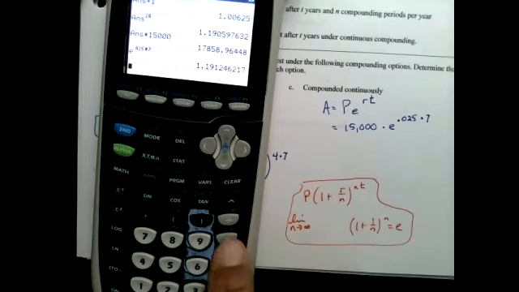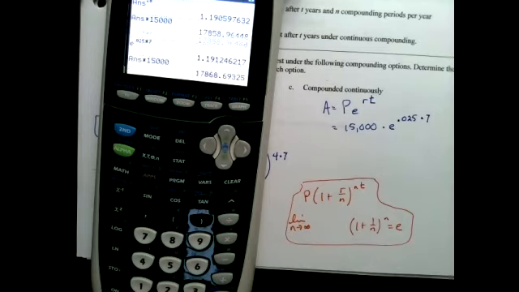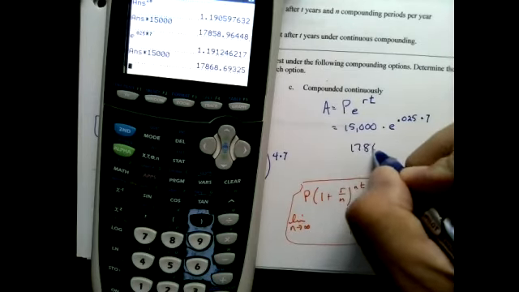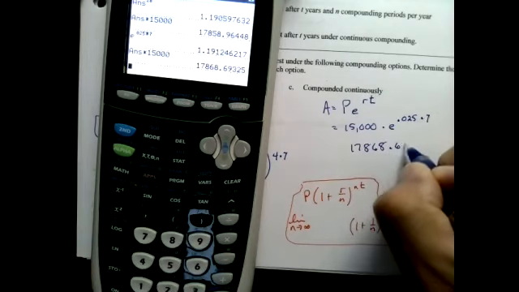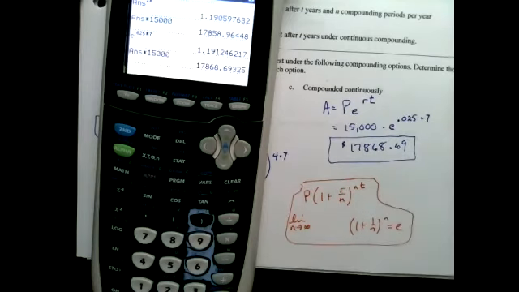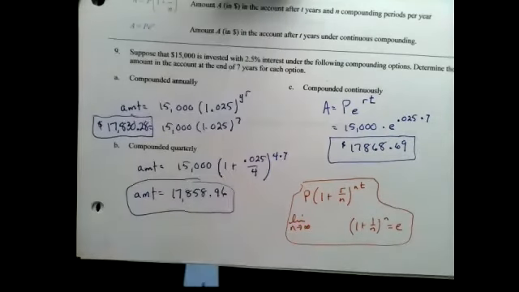Enter. Now I'm going to multiply that by 15,000. And I get an answer: 17,868.96.69. And as I said a little while ago, it's going to be a little bit better than this. And in fact, it is almost $10 better.